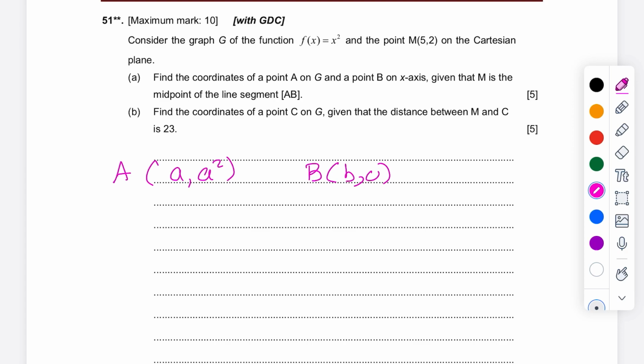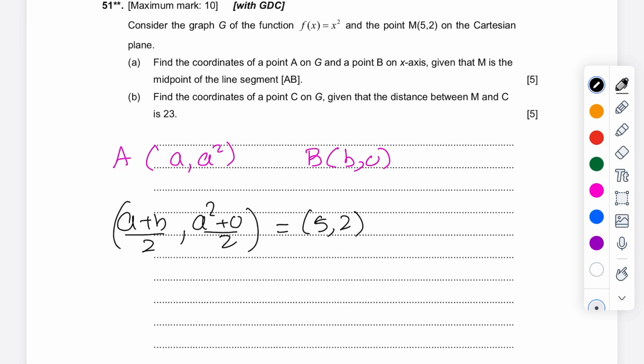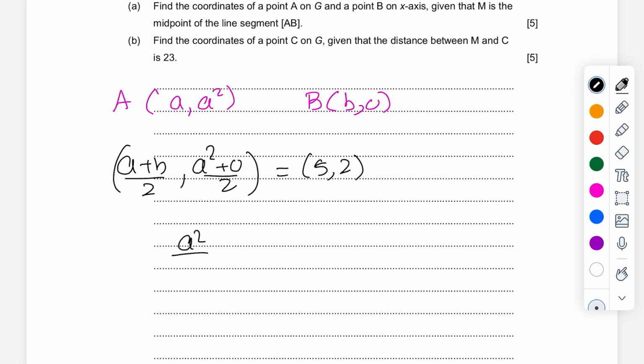Now M is the midpoint of those 2 points. So midpoint formula we know, (a plus b) upon 2 comma (a square plus 0) upon 2 should be equal to (5, 2). So from there a square upon 2 equals 2. So a square equals 4, a equals plus or minus 2. So I got the value of a as plus or minus 2.